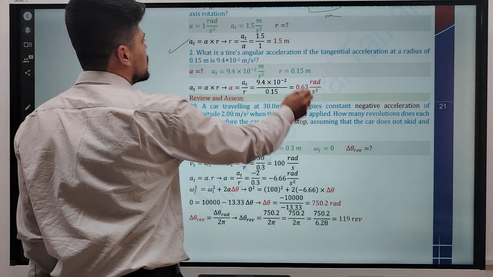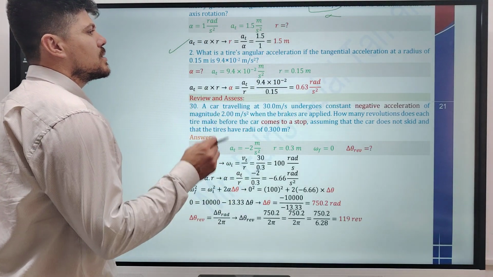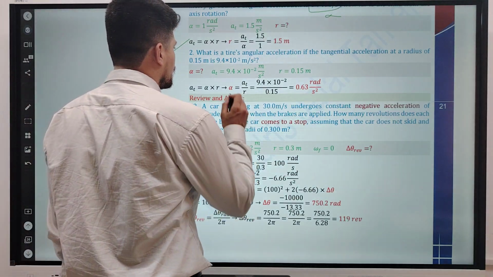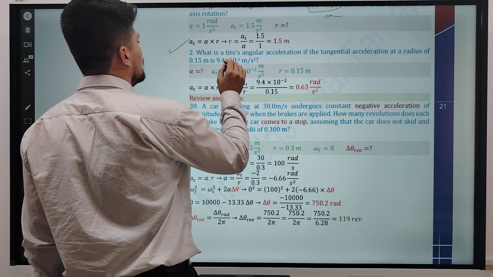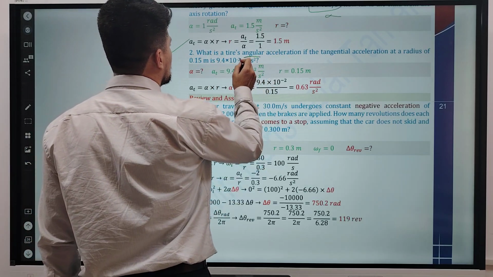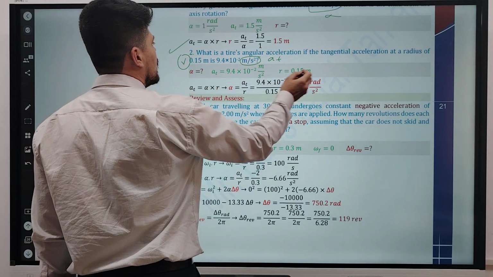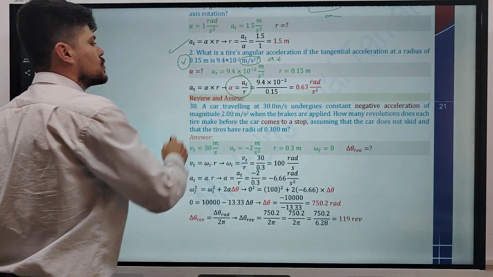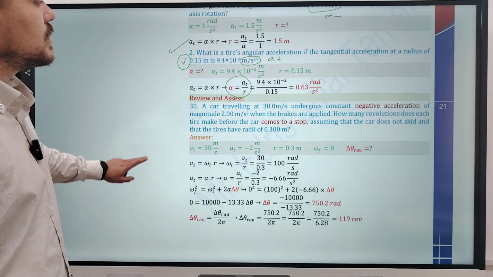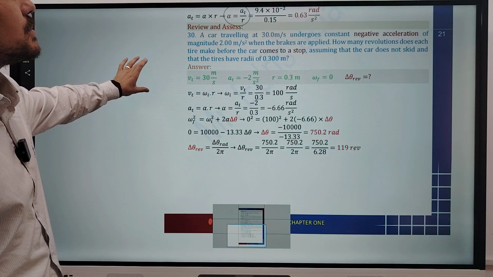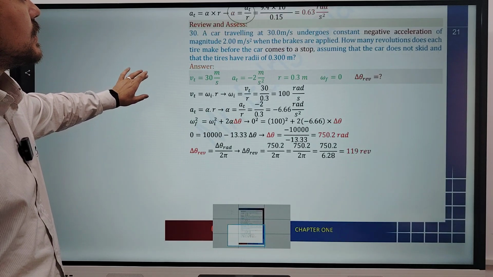Question 2. What is the tire's angular acceleration if the tangential acceleration at a radius of 0.15 meter is 9.4 times 10 to the power negative 2 meter per second squared? What is this? This is AT. What is this? This is R. Alpha is equal to what? Alpha is equal to AT over R. It is too easy, and such questions have been brought in the exam. Be careful. Okay?